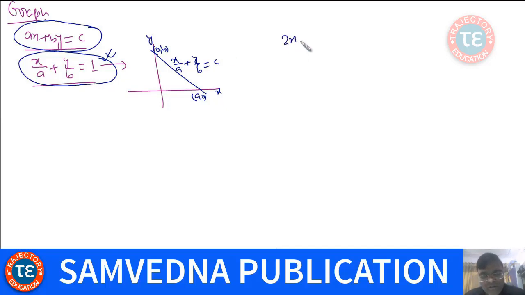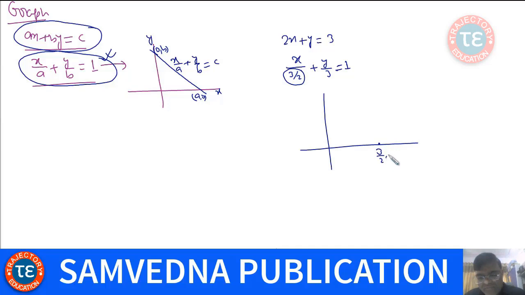For example, suppose this is the equation and you want to draw the graph of this, then this can be put as x upon 3 by 2 plus y upon 3 equals 1. So you have 3 by 2 on the x-axis, and then you have 3 on the y-axis. So just join these points. That will give you the graph of this line. Get your point?